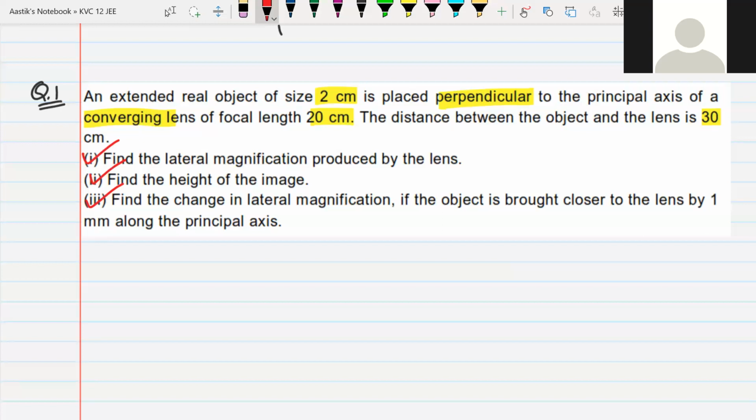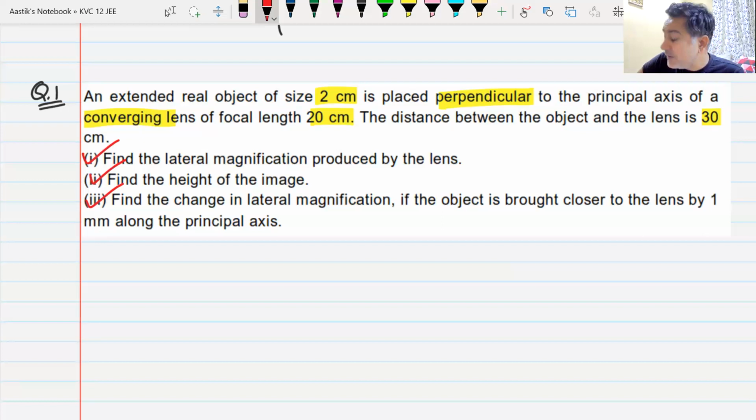Sir, MT equals 2 by 5. Two by 5. Sign convention, my dear friends. Every formula has to be used with proper sign convention. Please don't forget it.